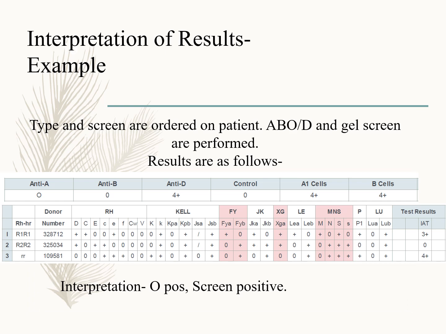So here's another example. A type and screen are ordered on a patient. The ABO and D and a gel screen are performed. The results are here. So anti-A and anti-B are negative, and we have a reaction with the reverse cells, so that's a straightforward O. Then our anti-D is positive, our control is negative, like it should be, so we have a straightforward O pos. Then our screen has some reactions, so the screen is positive. So then we would do further testing to actually ID what antibody is present.